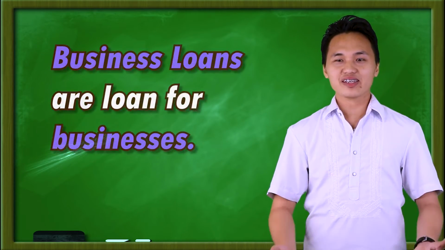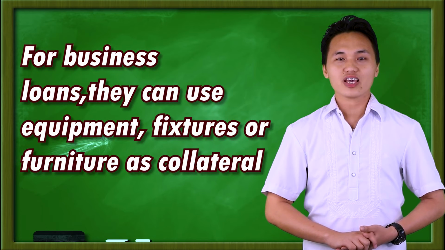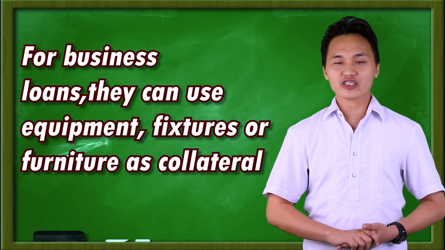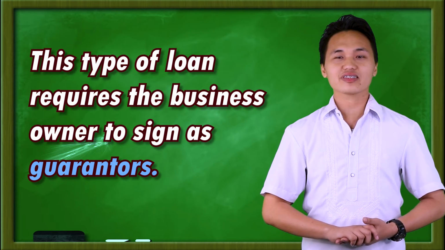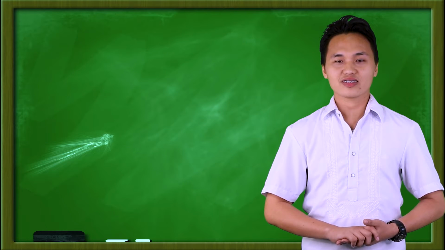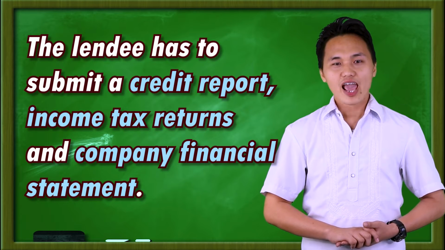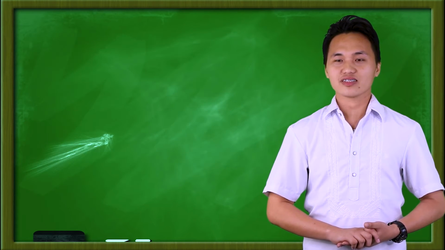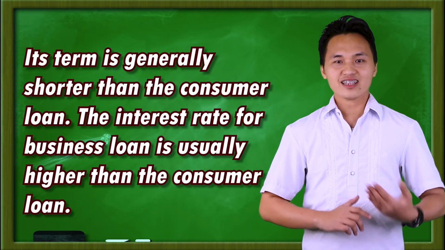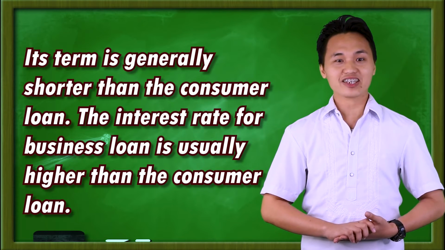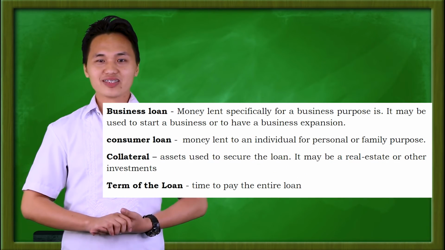Meanwhile, business loans are loans for businesses. For business loans, they can use equipment, fixtures, or furniture as collateral. This type of loan requires the business owners to sign as guarantors. The lendee has to submit a credit report, income tax return, and company financial statement. Its term is generally shorter than the consumer loan. The interest rate for business loan is usually higher than the consumer loan. The following terms are commonly used in this lesson.